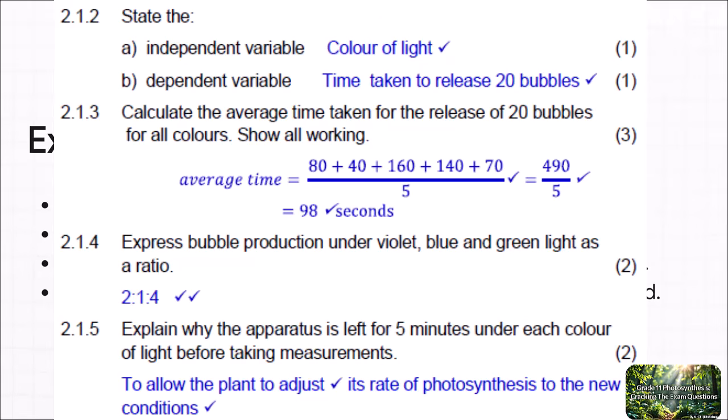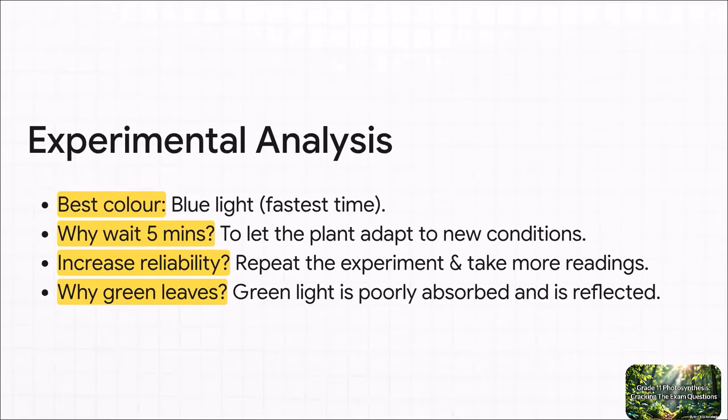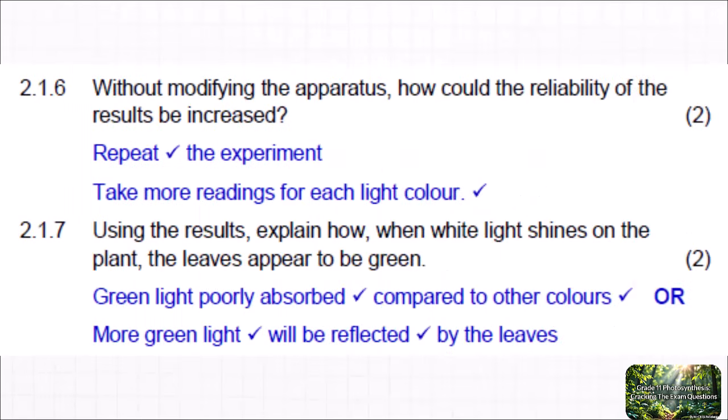These little details are what examiners love to see. Why do you wait 5 minutes before starting to count? You've got to give the plant a chance to get used to the new light conditions. How can you make your results more reliable? Repeat the whole thing a few times and find an average.